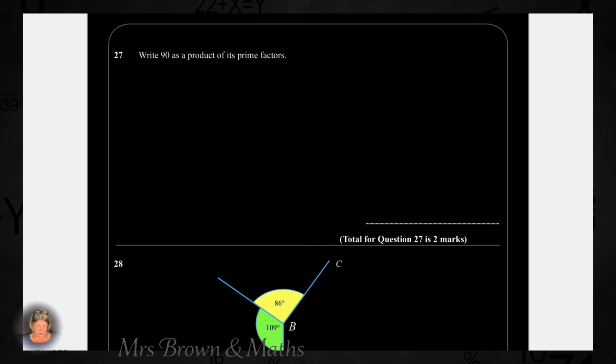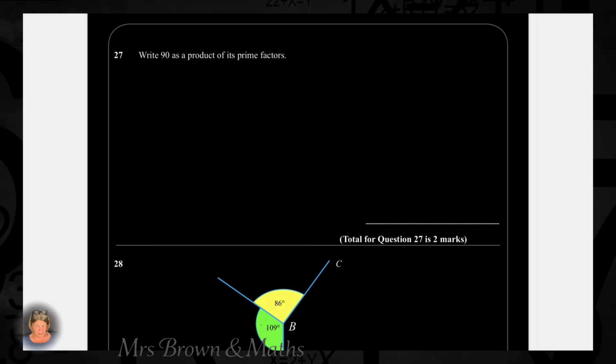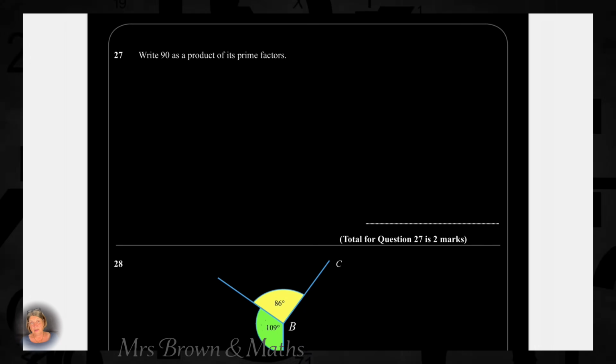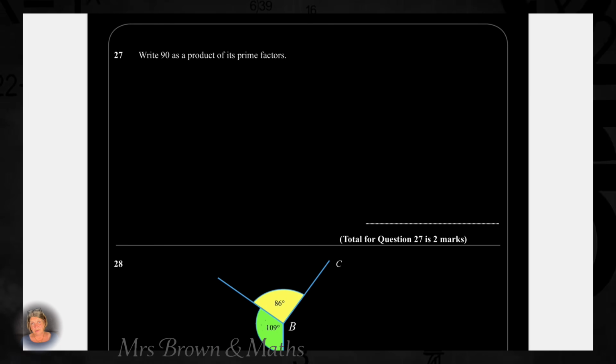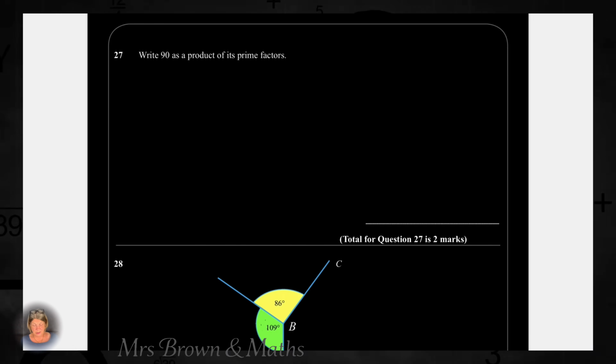Write 90 as a product of its prime factors. A prime number is a number which can be divided only by 1 and itself. So the smallest prime number is 2, and it's the only even prime number. And then 3, 5, 7, 11, and so on.